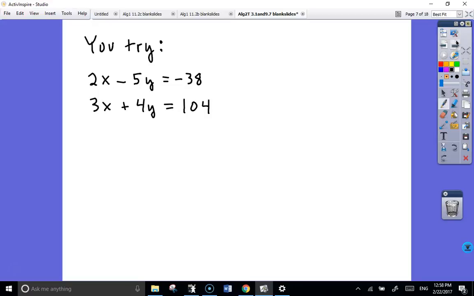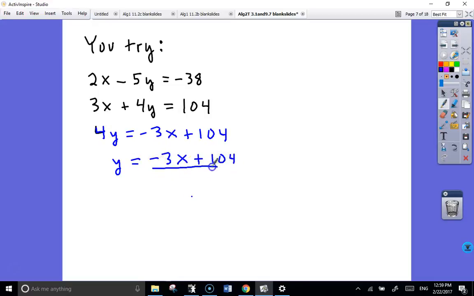So, for example, in the second equation, if I'm solving this for y, what's the first thing I have to do? Subtract 3x, right? So 4y, oops, edit, undo. I want blue. So I'm going to go 4y equals negative 3x plus 104. Okay, then what? Then I divide by 4. So y equals negative 3x plus 104 divided by 4.